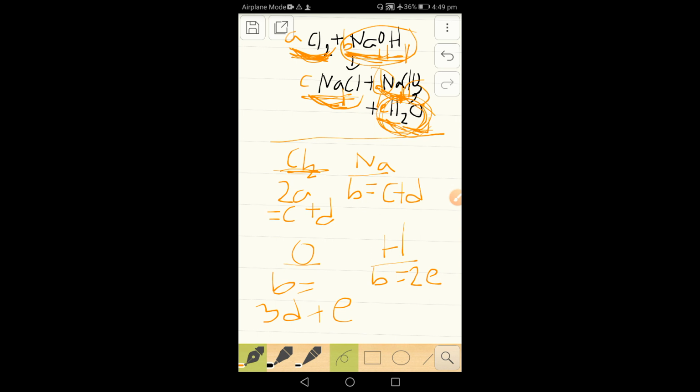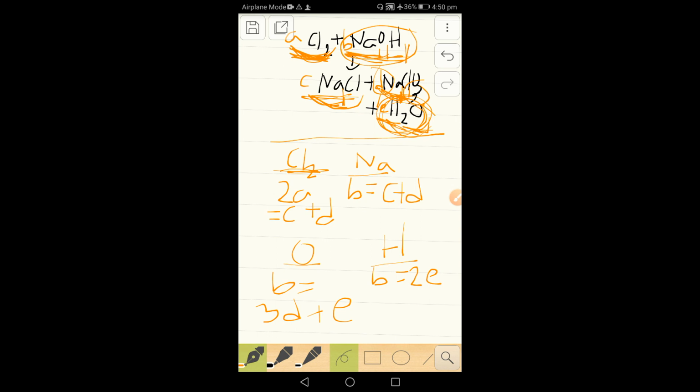So from where should we start? We should start somewhere. Now let's give a check. For chlorine, 2 into A is 2A, and here is C, here is D. Talk about sodium: B must be equal to C plus D.